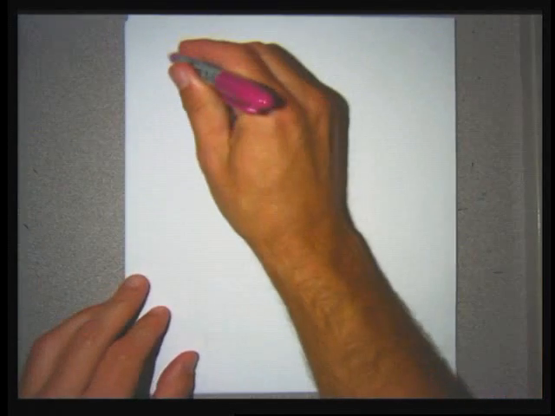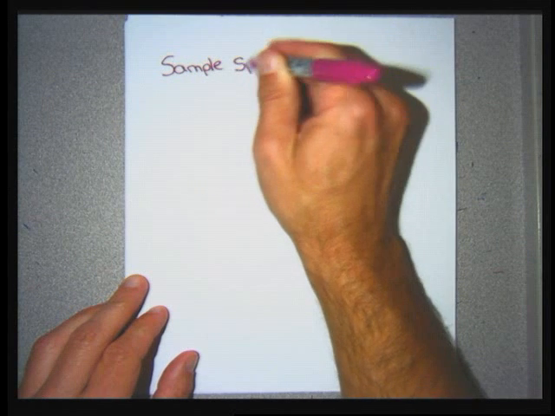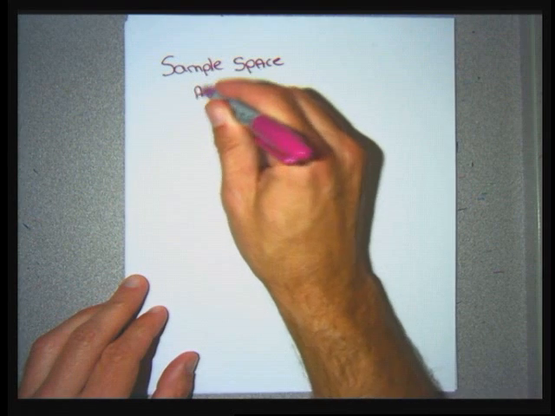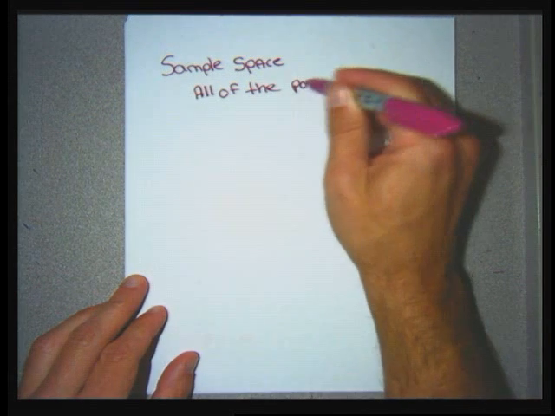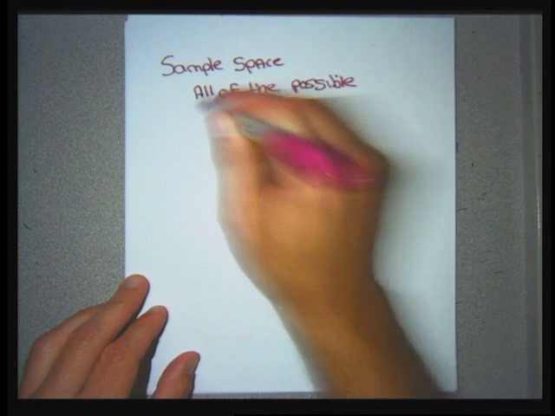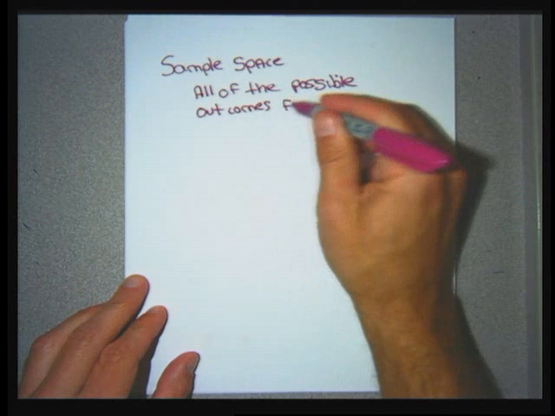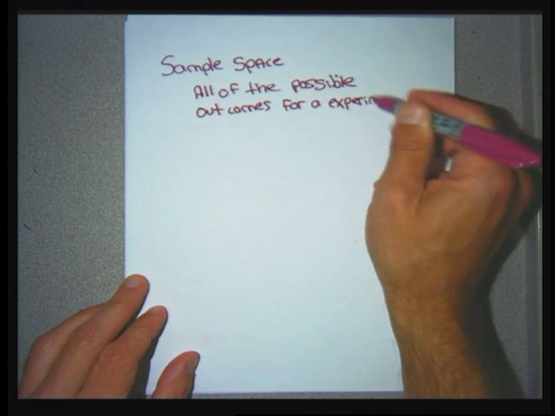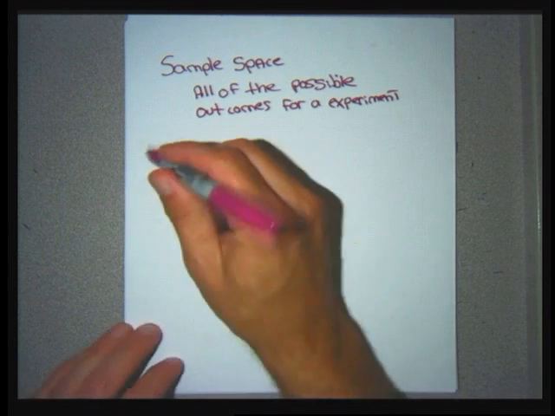So a sample space is a word that gets thrown around in this section, and formally we can say the sample space is all of the possible outcomes for an experiment. Experiment is kind of a stretch for a word, but it's the word that is often tossed about when you're talking about probabilities. So I'm going to define an experiment, and I'm going to list the sample space, which is all the possible outcomes. So here's my experiment.